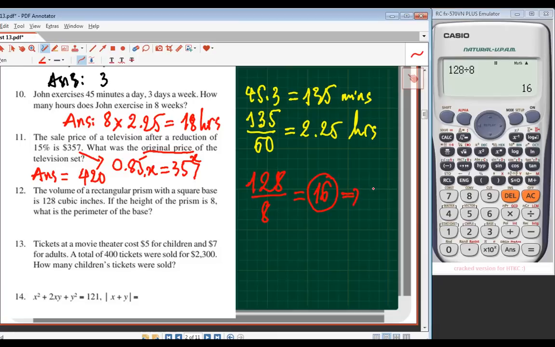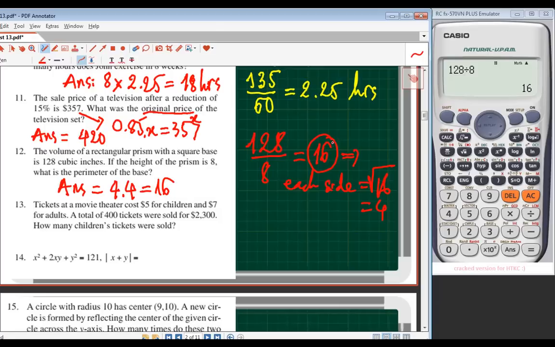So we have each side equals the square root of 16, which equals 4, and the perimeter, the final result, is 4 times the length of each side, 4. It is 16. Let me erase this.